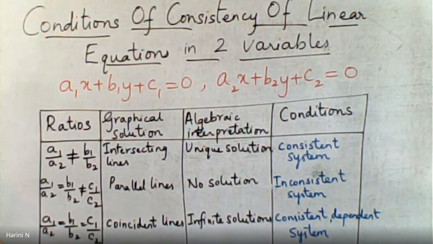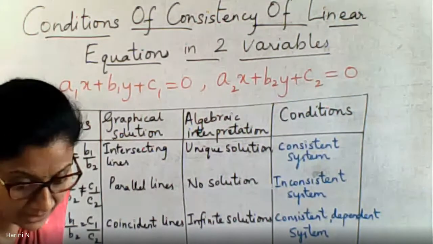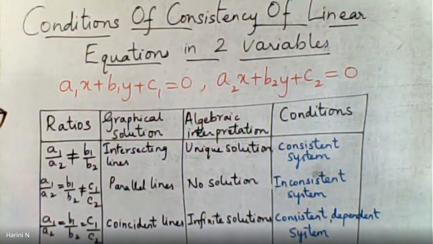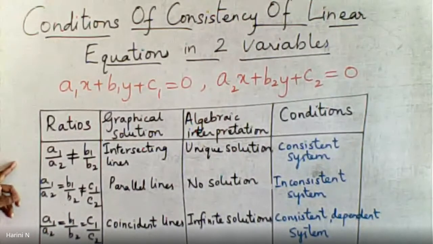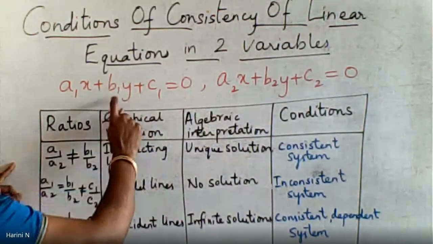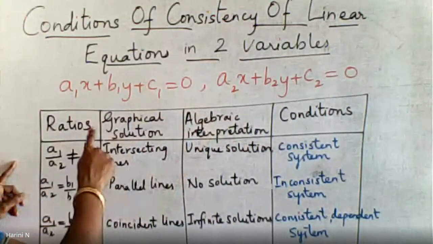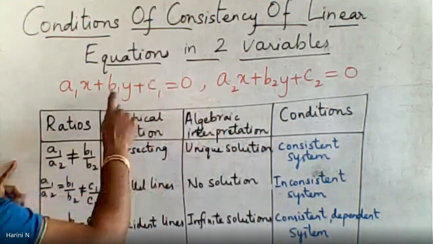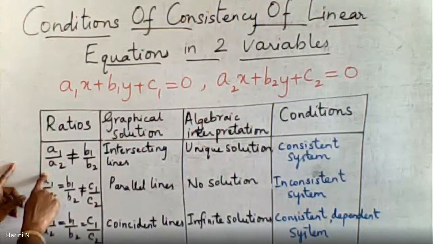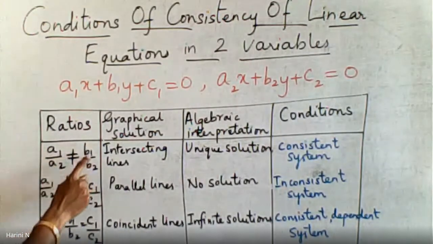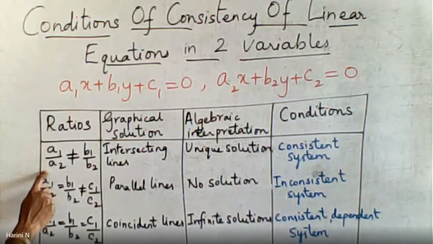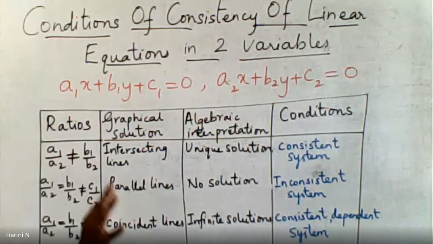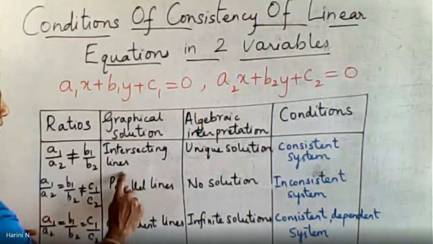Because every line has an infinite number of points located on it, and every point on that line becomes a solution, there is no unique solution, but there are infinite solutions. So the first case we will take. Suppose you compare a1 by a2 and b1 by b2. The equations are given to you, and you know how to identify a1, a2, b1, and b2. When you write the ratios like this, that is a1 by a2 and b1 by b2, if these two ratios are not equal, that is a1 by a2 is not equal to b1 by b2, you can simply say that the lines will be intersecting.